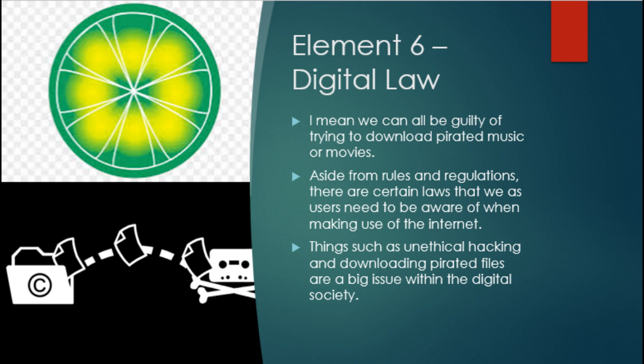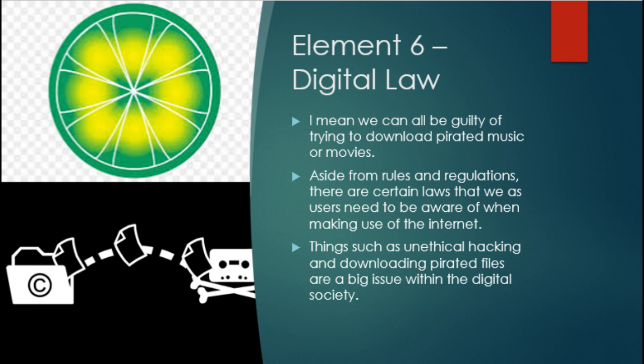Element 6, so this is digital law. This is obviously where we deal with the ethics of technology that is used within society, and this can be people downloading music or movies illegally through Pirate Bay, for example, or a little throwback to LimeWire, if any of you guys know that. But aside from the rules and regulations, there are certain laws that we as users need to be aware of when making use of the internet. Things such as unethical hacking and downloading pirate files are a big issue within society, and we're all guilty of it. We all download free music. No one wants to pay $1 for a song, but we do need to know where the laws are. There are laws in place to help prevent this.